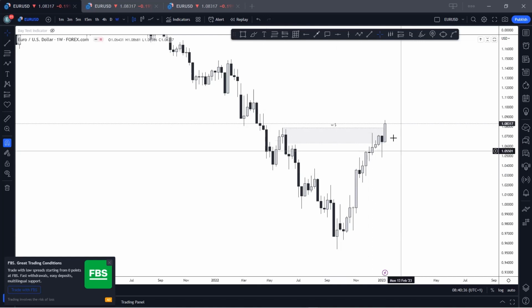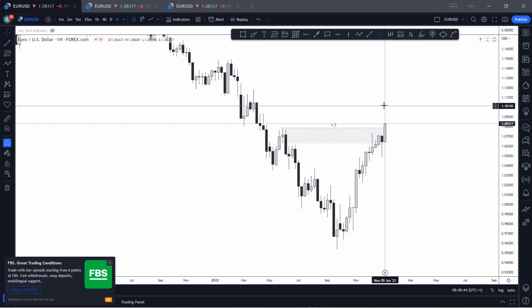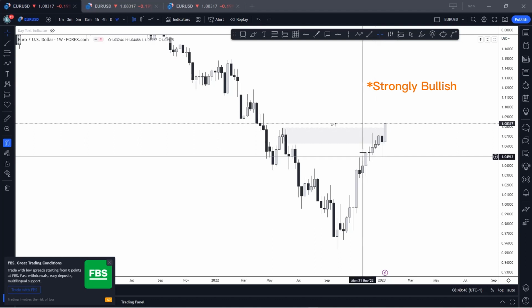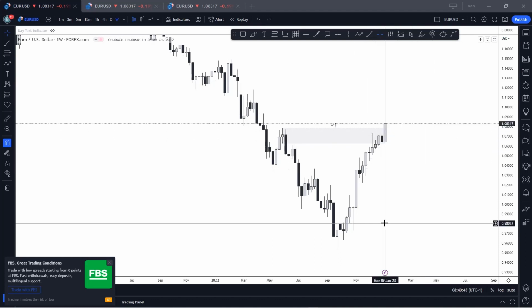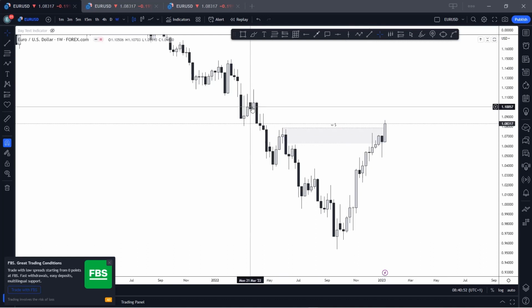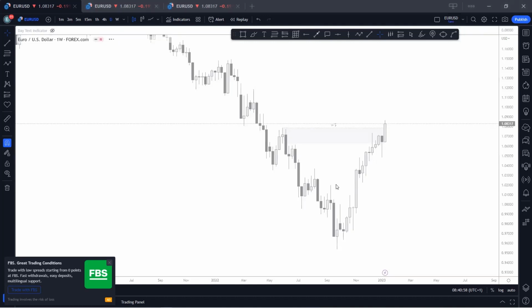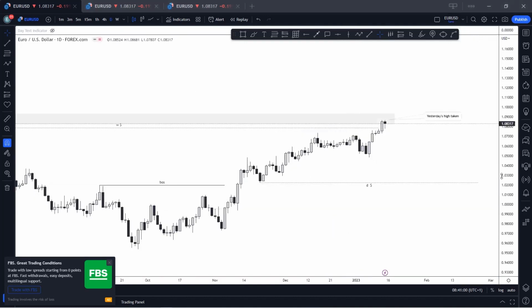So looking at how last week closed, we could see that last week engulfed the previous week, and we closed strongly bearish last week. So on the weekly, we are beginning to see bullish momentum. Like our bullish momentum has been confirmed on the weekly for EURUSD. So moving down to the daily, what can we see?